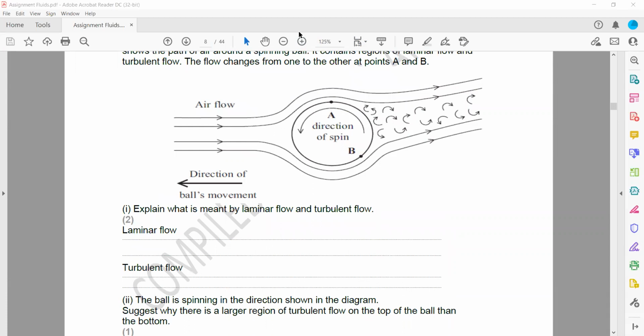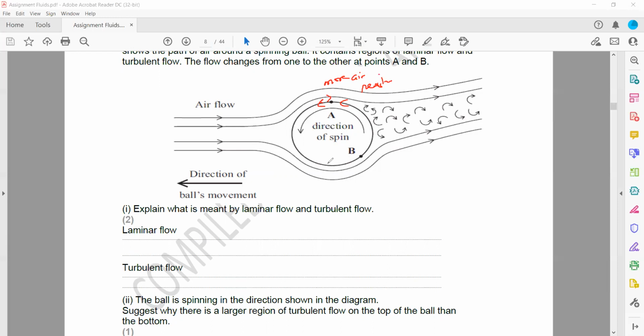Here, you can see at the top of the ball a greater portion is turbulent as compared to that of the bottom. So when you check this movement of the surface, this is the surface of the ball. This surface of the ball is moving opposite to the fluid, so there will be more air resistance. When there is a greater air resistance, that will increase the turbulent flow.